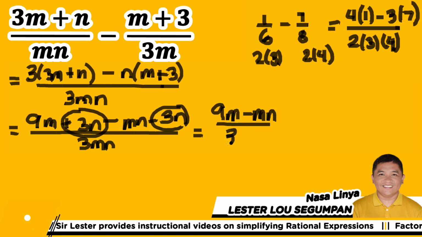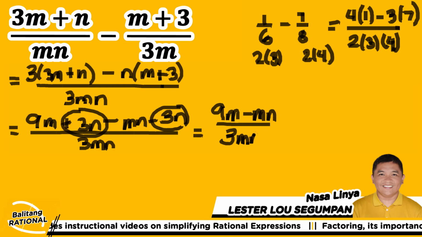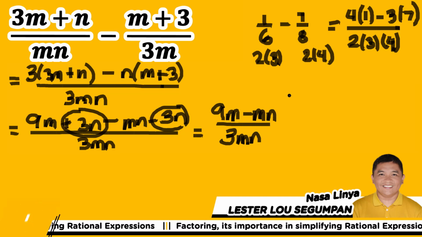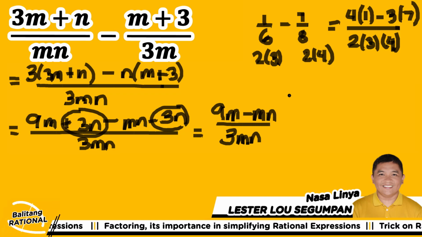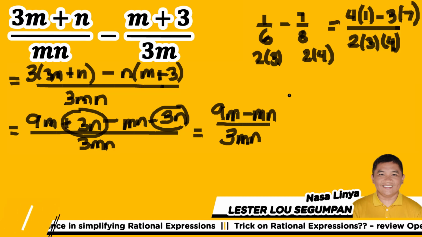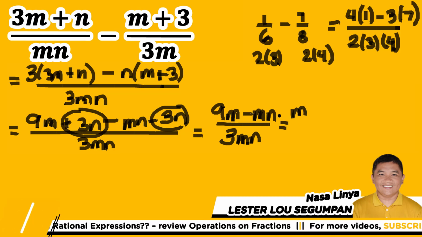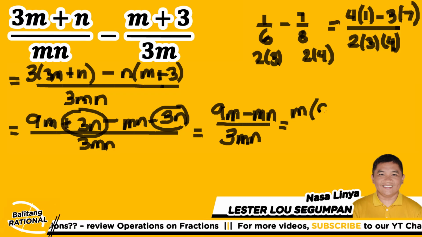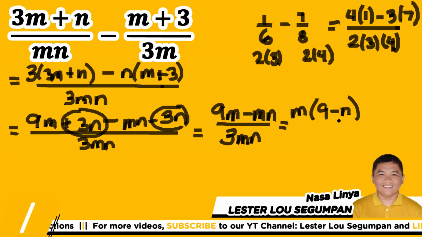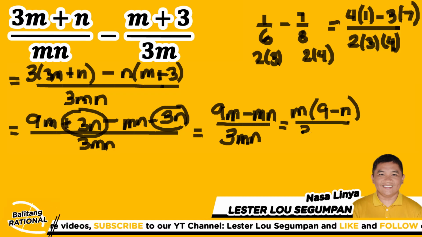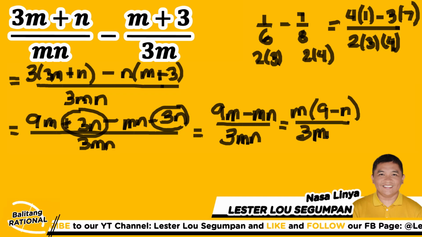over 3mn. Now, this is now the difference of our two rational expressions. So we have combined them into one expression. But before we declare that this is the final answer, notice that in our numerator, we can still factor out m. Right? Common monomial factoring. When we factor m, you will have 9 here and minus n. Why do we factor this? Because when we examine our denominator, there is something that can be cancelled out.